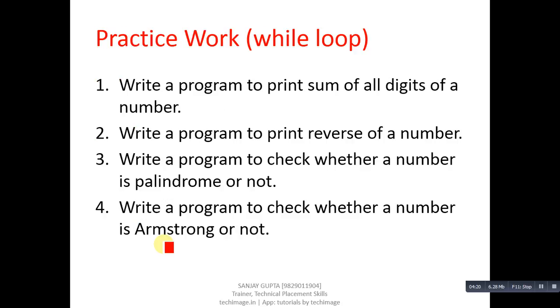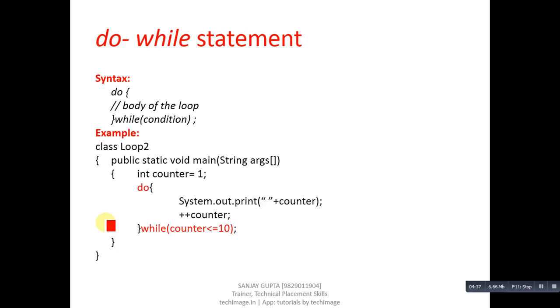So these are some programs which you can implement with the help of while loop. First is to print sum of all digits of a number, then print reverse of a number, then check whether number is palindrome or not, then check whether number is Armstrong or not. So you can implement these programs because you might have implemented these programs in C language also.